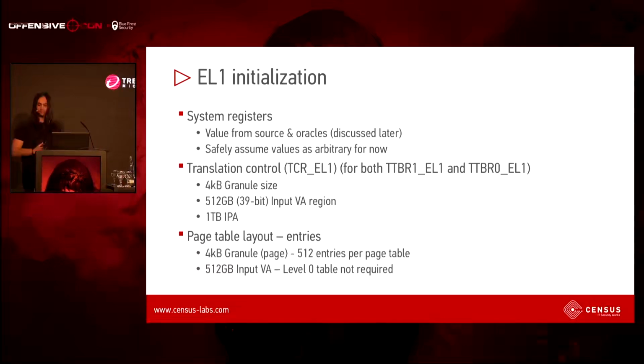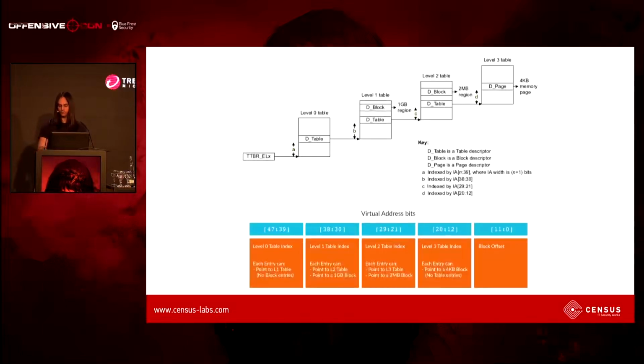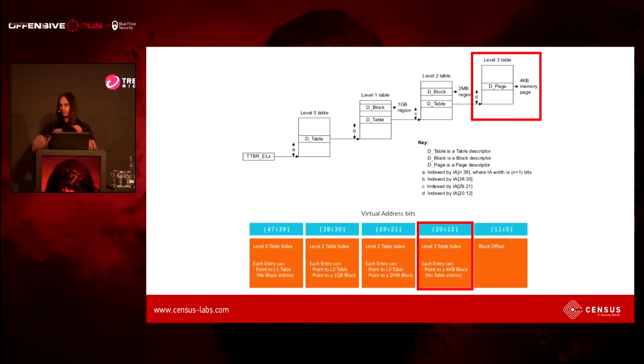So what this layout means is, first of all, we have 4 kilobyte page size, so 512 entries per page. And the 39-bit input virtual address region means that we do not require a level 0 table, as we're going to see next. So this is how translations work. We're going to go backwards. Level 3 is the last table, and each entry here can map a 4 kilobyte page, of course. Since we have 512 entries, we can map a 2 megabyte region. Each entry is indexed, as we see from the image below, from virtual address bits 20 to 12.